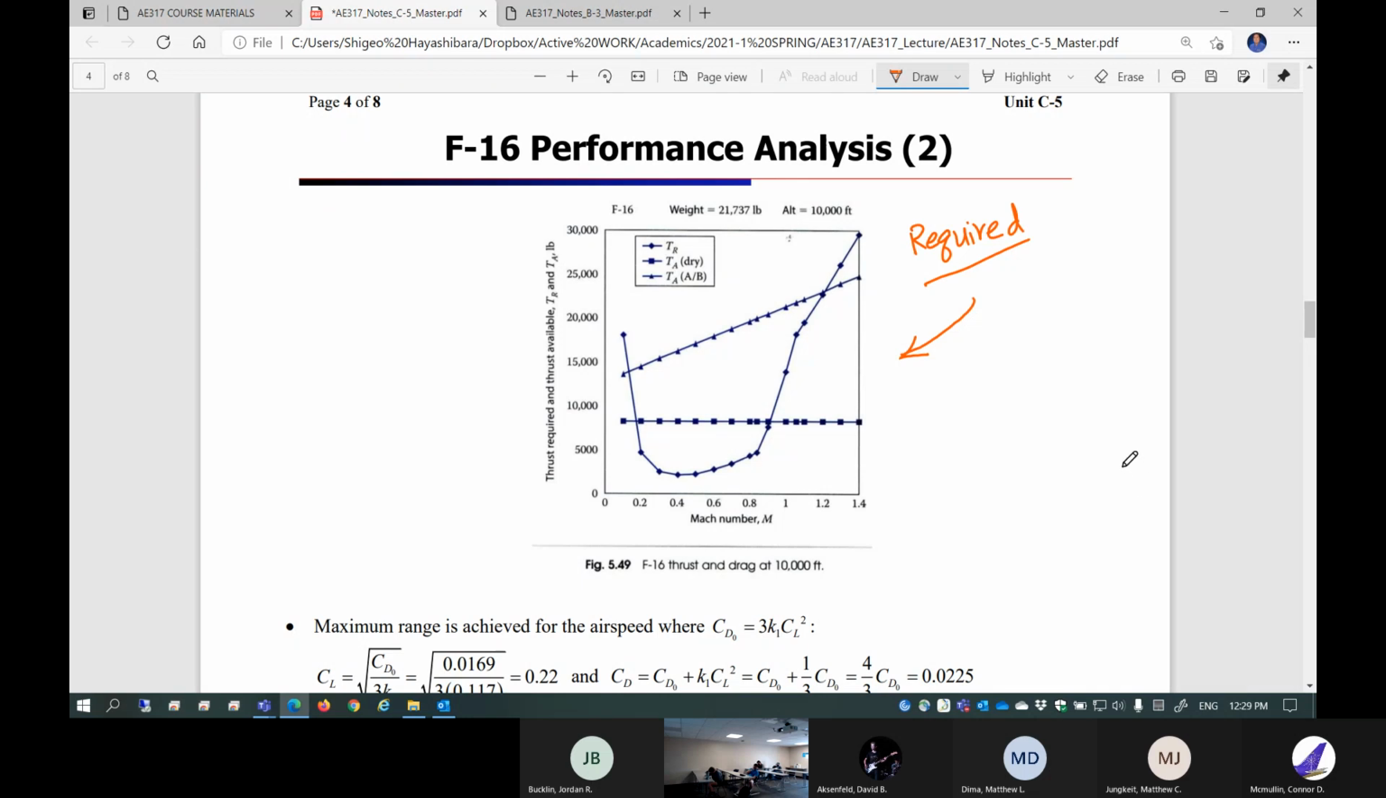Okay. Now, obviously, if you have afterburner, you have two thrust available. One is dry, one is with afterburner. This is thrust required. Essentially, this is just the drag you computed from X55.